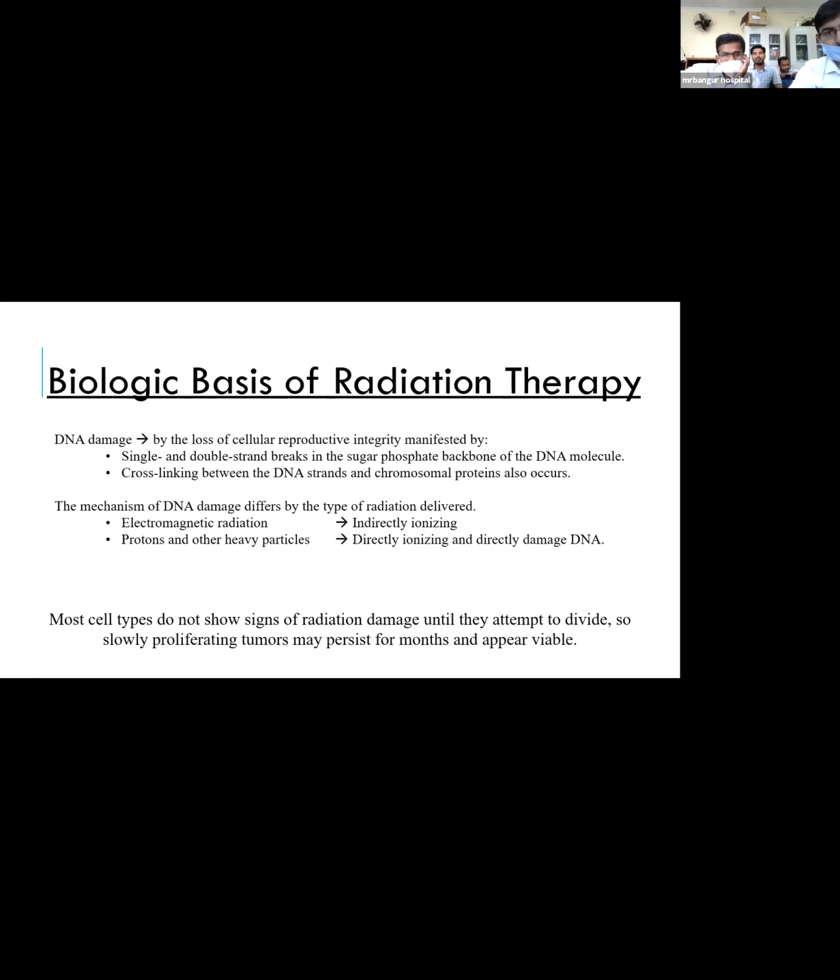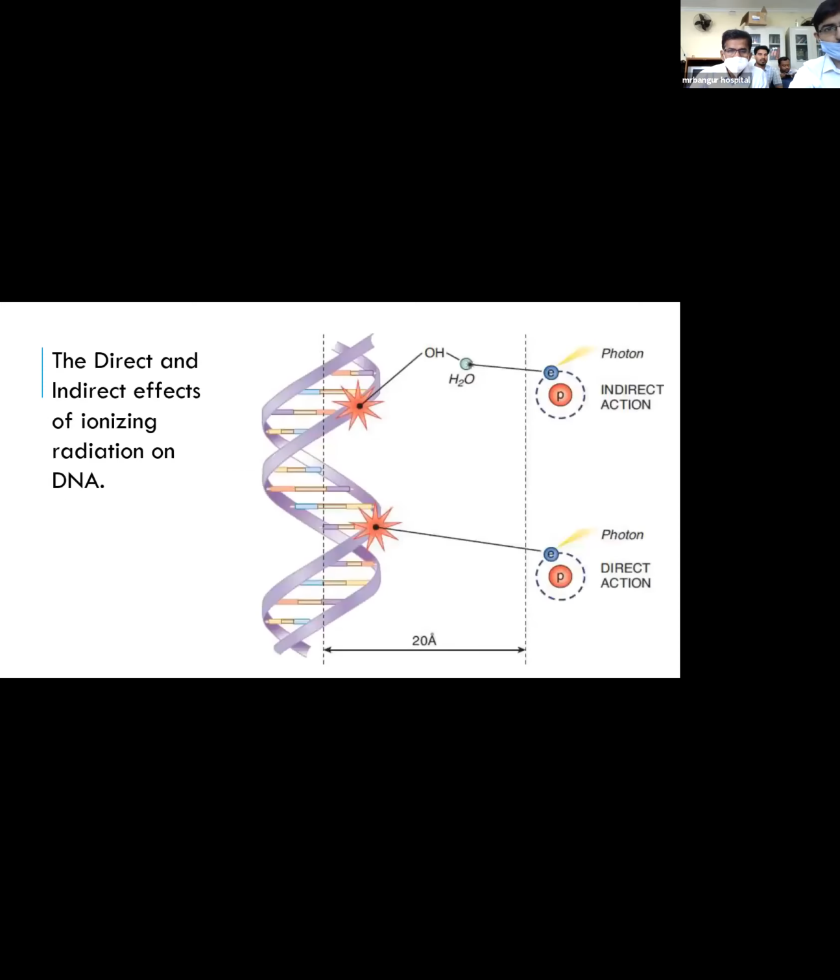If it is an electromagnetic radiation, then it is indirectly ionizing. The electron interacts with the water molecule and produces a free radical, such as hydrogen peroxide, which causes the damage. Protons and other heavy particles directly ionize and directly damage the DNA. Most cell types do not show signs of radiation damage until they attempt to divide, so slowly proliferating tumors may persist for months and appear viable. Here, as we can see, are the direct and indirect effects of ionizing radiation on the DNA.